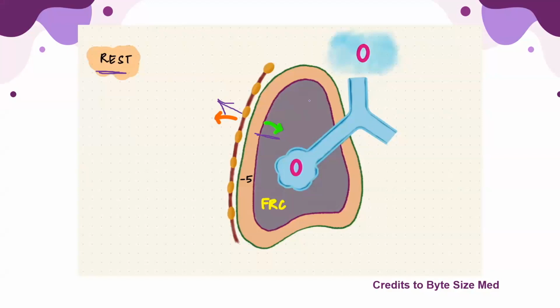We can see that right after exhalation, or at rest, the pressure at the alveoli and the pressure in the atmosphere are equal. That's why there's no net airflow, and this is right after exhalation. Also, the intrapleural pressure, or the pressure in the pleura, is -5 right now.